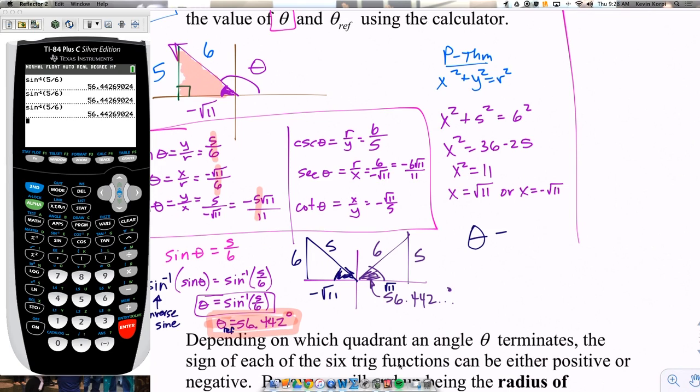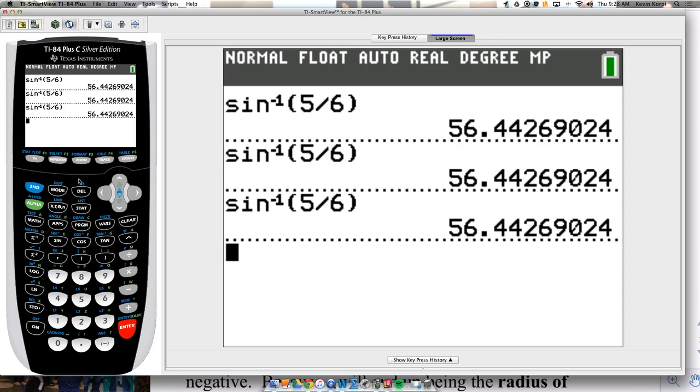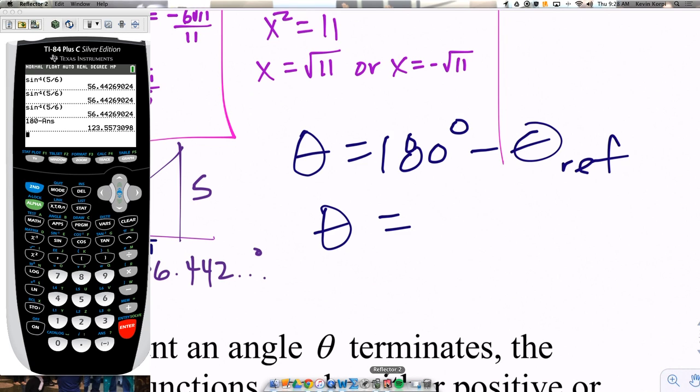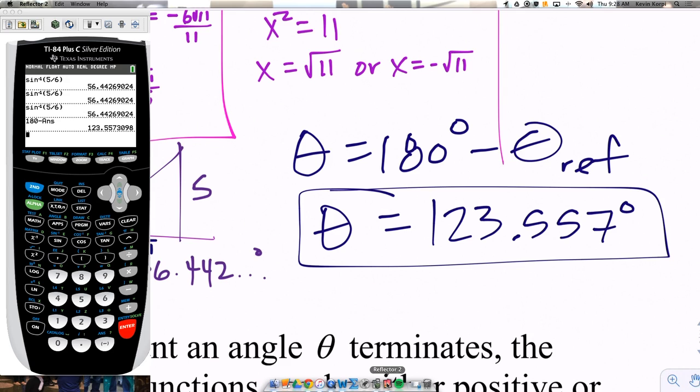So my theta ends up being 180 degrees minus the reference angle. And now on my calculator, which has the reference angle stored in its full decimal glory, I'm just going to do 180 minus the answer. I'm not going to type in my 3 decimal truncated answer, because if you're ever off in the third decimal, you're wrong. So it's 123.557. You can round or truncate to 3 decimals.